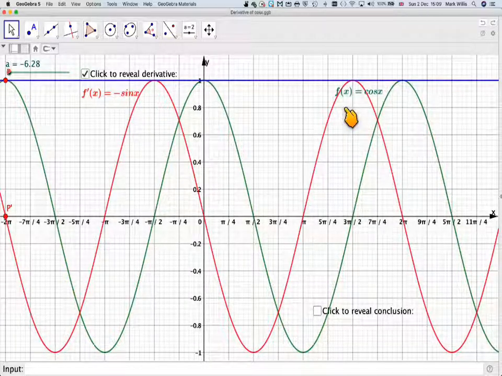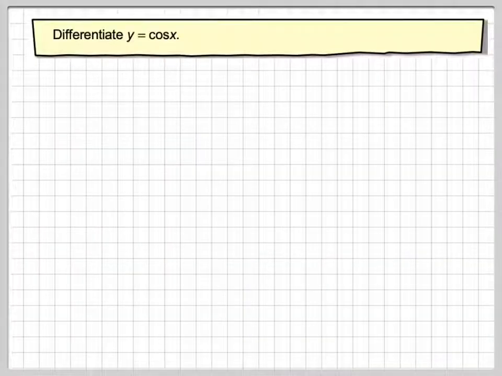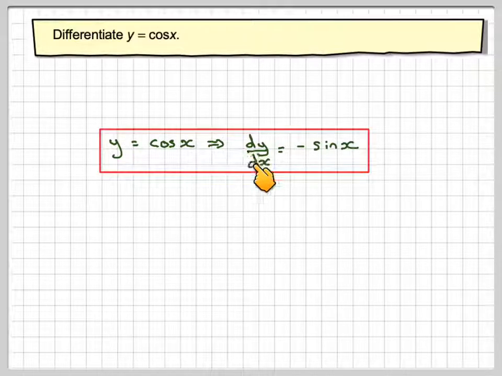So if f of x is equal to cos x, then the conclusion that we get here is that if y is equal to cos x, dy by dx will be minus sine x. So if y is equal to cos x, the x measured in radians, dy by dx will be minus sine x. So that's been a video to show you how to find the derivative of cos x, where x is measured in radians using a graph.